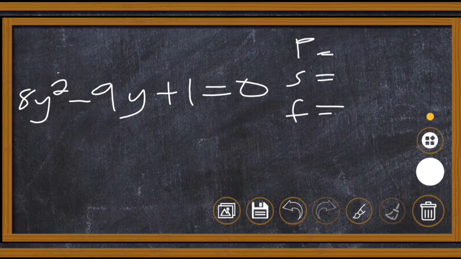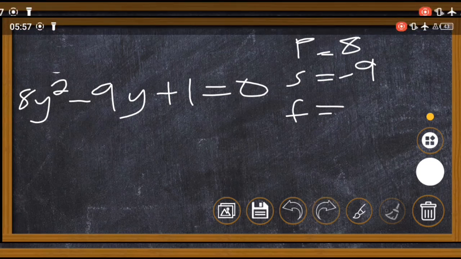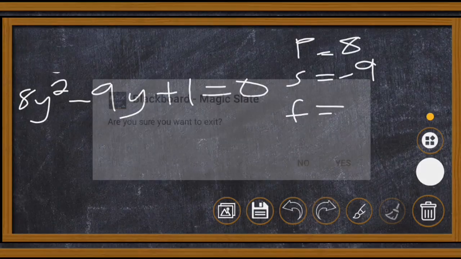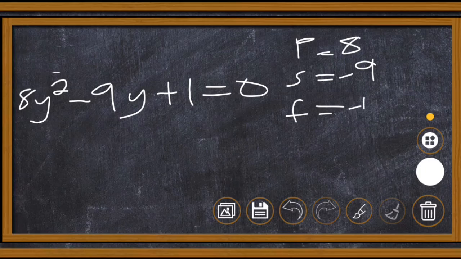So we know that the product here is the coefficient of y squared multiplied by the constant, that is 1. So 8 multiplied by 1, we are going to have 8. Then the sum is simply the coefficient of y. So in this case, the coefficient of y is what? It's negative 9. So what values can we multiply for us to have 8, and then when we add the same values, we have negative 9? Okay, so it's negative 1 and negative 8, because negative 1 multiplied by negative 8 is positive 8, then negative 1 minus 8 is negative 9.